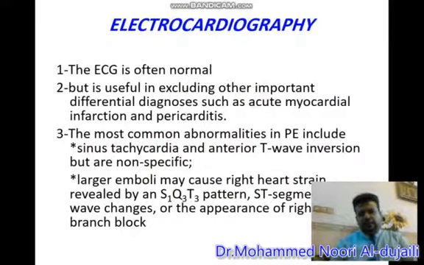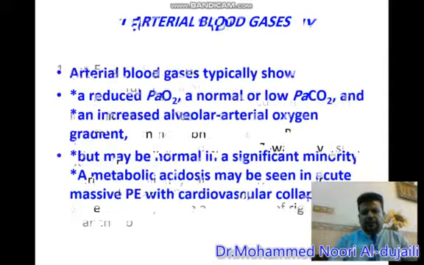Another investigation is the ECG. In the ECG, it is important to exclude the most dangerous differential diagnoses such as MI, and the ECG may be normal, so it is important for exclusion of other causes. Manifestations may include sinus tachycardia, right ventricular strain, S1Q3T3, ST segment depression, right bundle branch block, right axis deviation, or atrial fibrillation. There are many ECG manifestations, but it may be normal, so it is important to exclude the differential diagnosis.